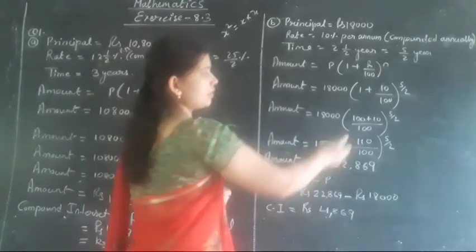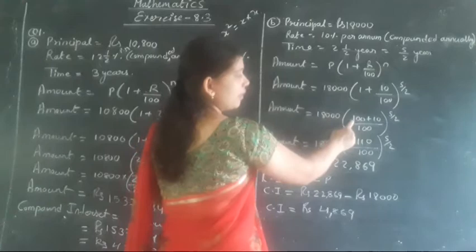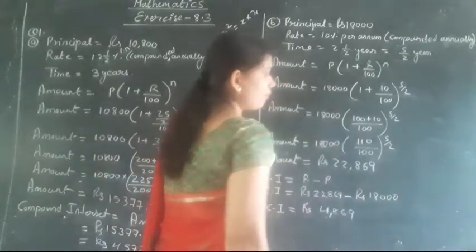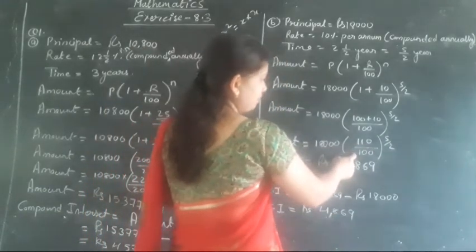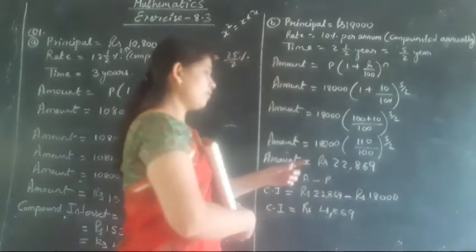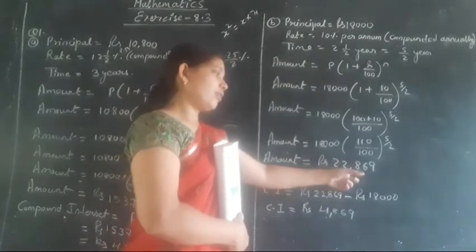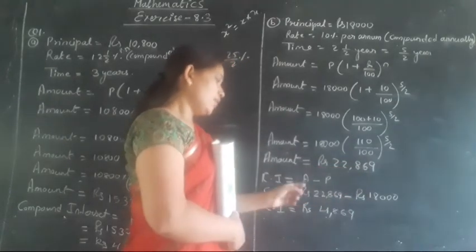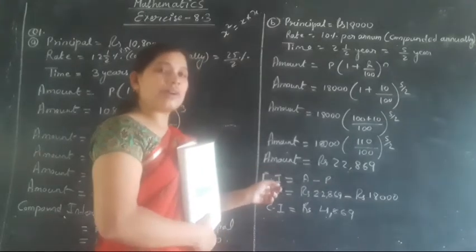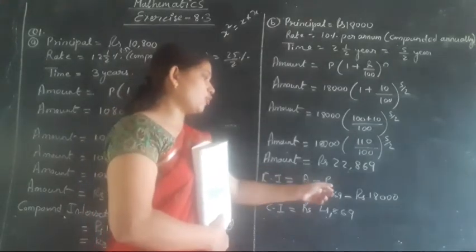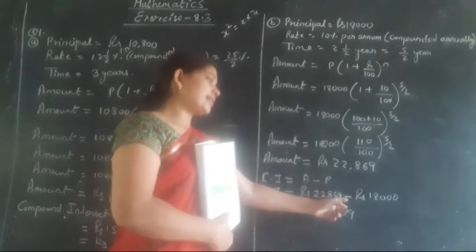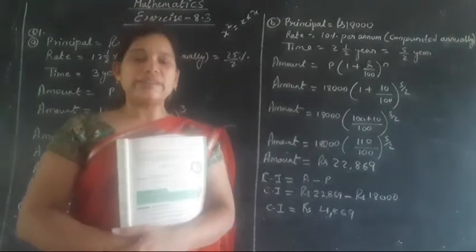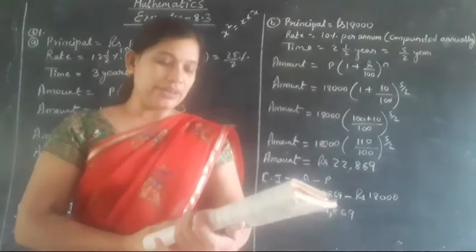Now here this 100 will be multiplied with 1, so it will become 100 plus 10 will be 110 divided by 100 into 18,000. As we are having the power 5/2, so this number will be written in terms of the power, and we will solve the amount as rupees 22,869. So this is the amount. After that we are going to find the compound interest. So compound interest is equals to amount minus principal. So 22,869 will be subtracted with 18,000, so that we will get the required answer as 4,869. So here we have done the A and B part.